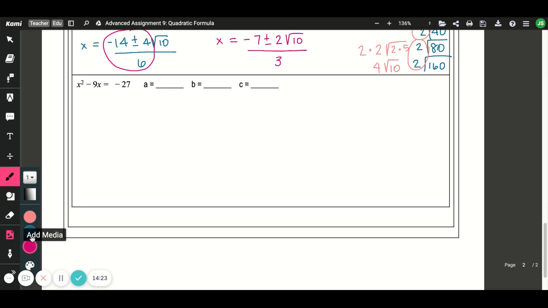Okay, here's our last one. It's not in order, so I need to adjust it. X squared minus 9x plus 27 equals 0. A is 1, B is negative 9, and C is 27.